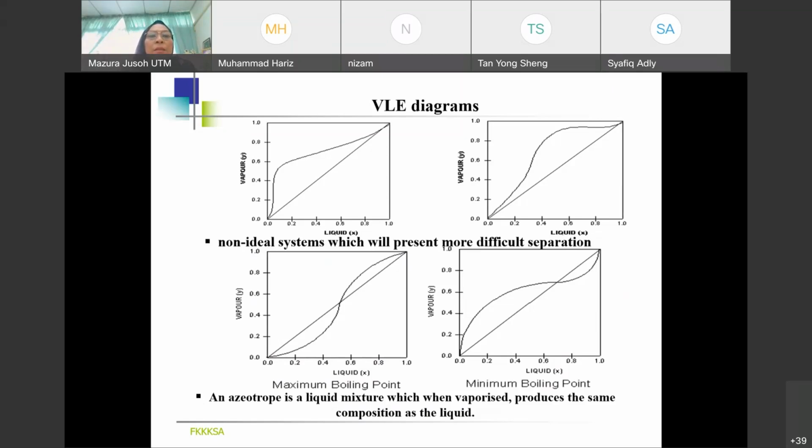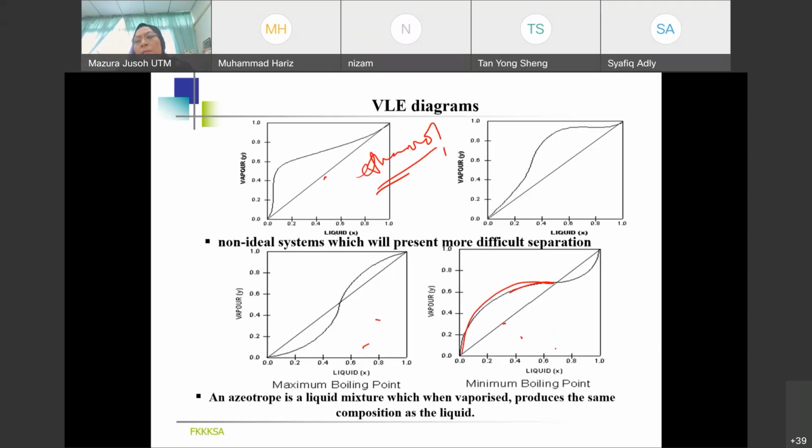This one is when the shape is like that. I think this is with ethanol, not too sure, but you have to check. This one is also quite hard to do, and these are usually called non-ideal. As for the two bottom ones over here, these are called azeotrope, which means if you heat this up, with this XY plot, you will get the maximum of not more than 0.7, I think, the purity over here.